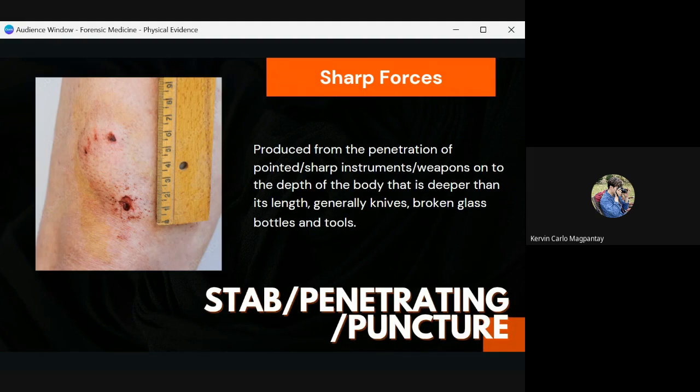Next type is stab, penetrating, or puncture. Produced from the penetration of pointed or sharp instruments or weapons onto the depth of the body that is deeper than its length, generally knives, broken glass bottles, and tools. And this kind of wound naman, compared to incised cuts, mas malalim ang length ng sugat. Dito din pumapasok yung animal bites or paggamit ng syringe kung saan nagkakaroon ng puncture sa katawan.